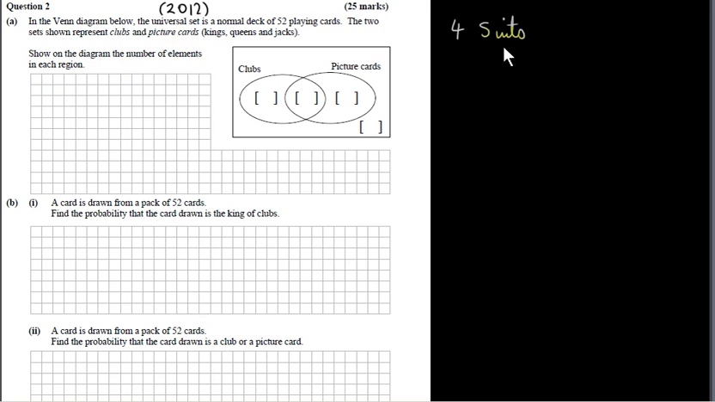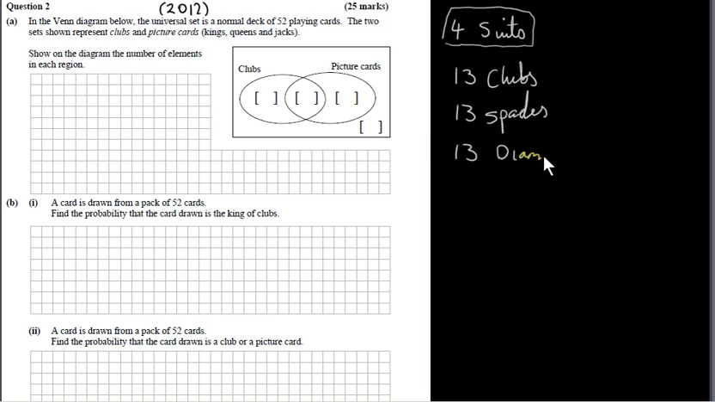Well, in any pack of 52 playing cards we have 4 suits. We have 13 clubs, 13 spades, 13 diamonds and 13 hearts. So 4 13s gives us 52 cards in total. So the total number of cards in this universal set is 52.